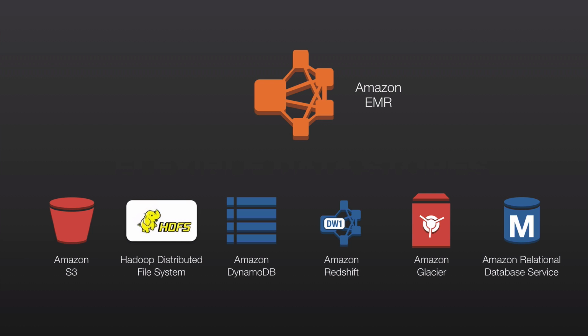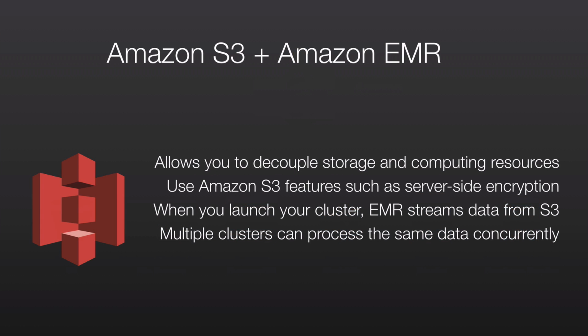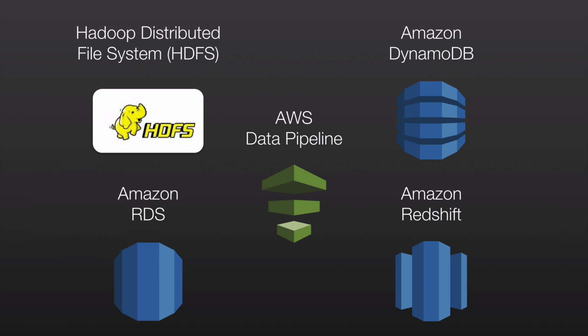These are all options that you have for storing data inside the AWS cloud and integrating it with the EMR service. As we mentioned earlier, the most foundational of those is S3. It allows you to decouple your storage and computing resources. You can make use of S3 core features such as server-side encryption for data stored in S3. When you launch your cluster, EMR will stream data in from S3 and make it available to the compute resources inside EMR. And as I said a second ago, multiple clusters can process the same data concurrently. There are, of course, those other storage options as well that I mentioned to you.